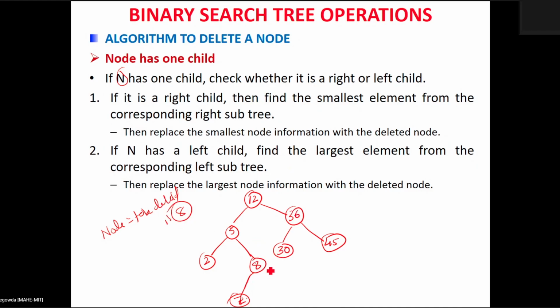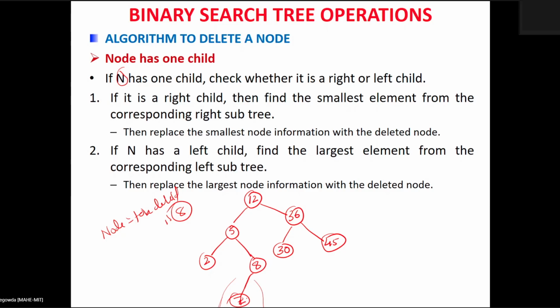I am going to delete 8 here, but the right subtree is absent for this. It has only one child, which is the left child. It is a single left child, or it may be a subtree also. It doesn't matter whether we have only one child or a left subtree here. If the left child or the left subtree is present, what you have to do is find the largest element corresponding to the left subtree.